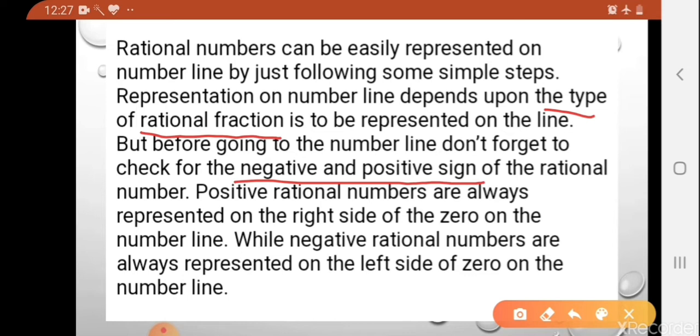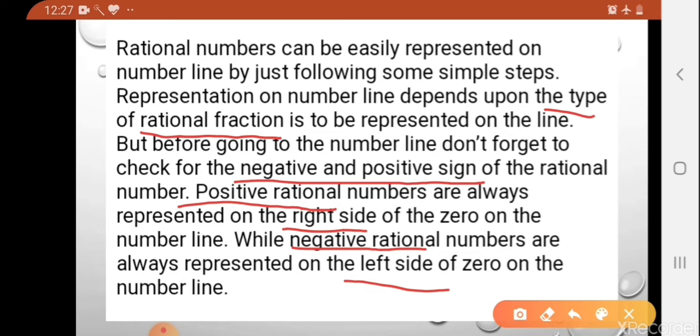Positive rational numbers are always represented on the right side, while negative rational numbers are represented on the left side of the 0 on the number line. Clear? First one was we have to see which type of rational fraction.